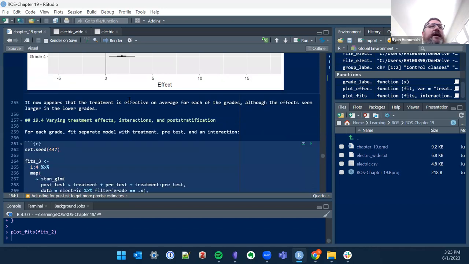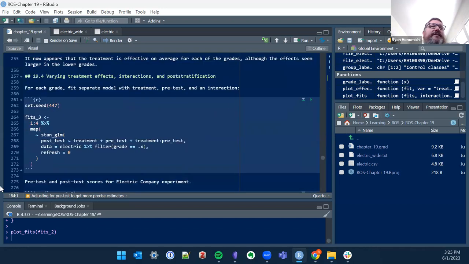So what is next? Okay, now we're going to go a little bit deeper. We've already adjusted for the pretest score and the effect of treatment, but now let's do an interaction between pretest and treatment. I don't know if we talked about interactions.